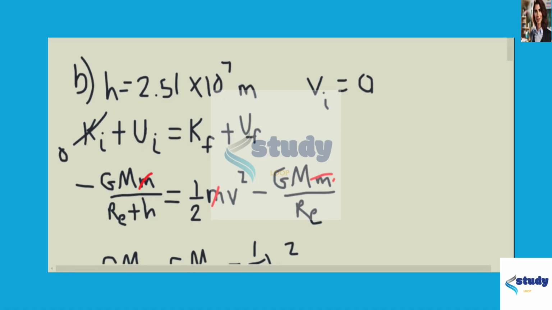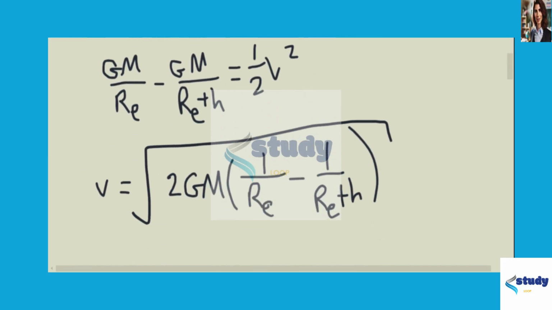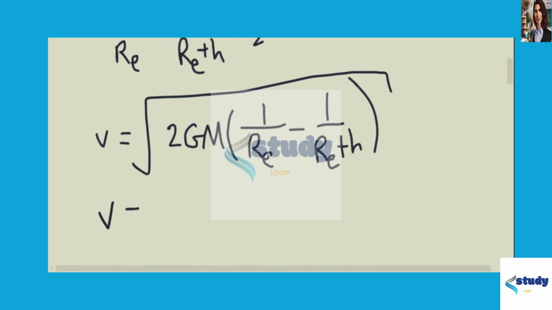Okay, and that gives me, I almost picked up the wrong pen. Well, if we round it to 3 digits, it would be 9,990 meters per second.